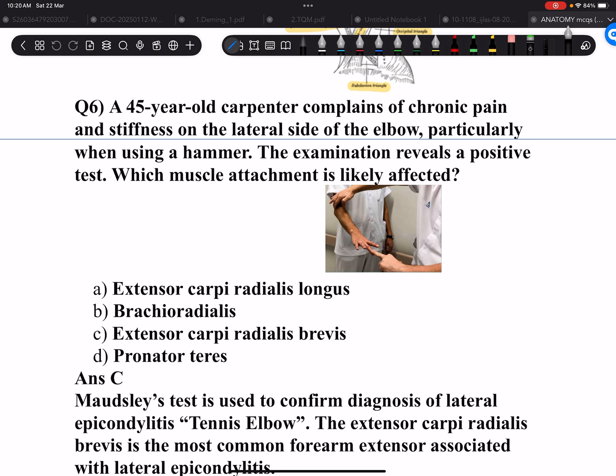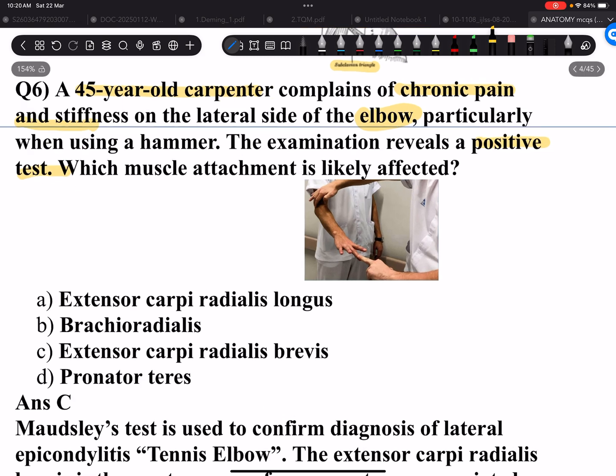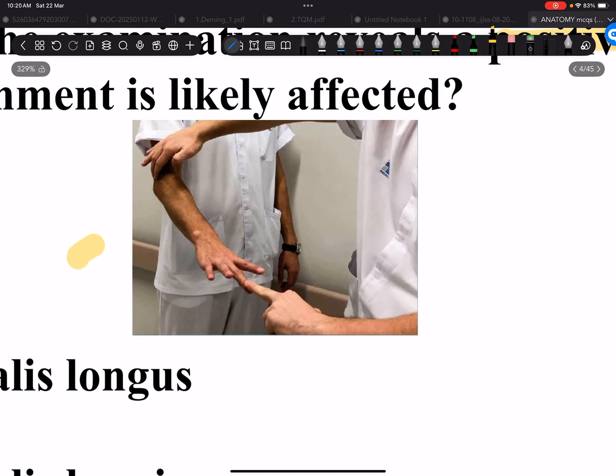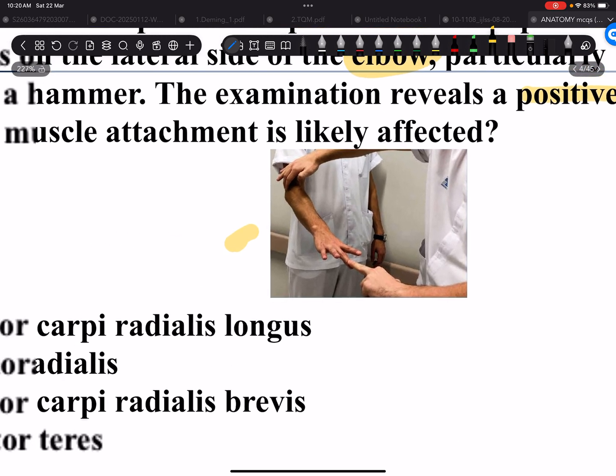So the first question is: a 45-year-old carpenter complains of chronic pain and stiffness on the lateral side of the elbow, particularly when using a hammer. The examination reveals a positive test. Which muscle attachment is likely affected? You can see this image too. This is the image, and this is the test being performed over here.